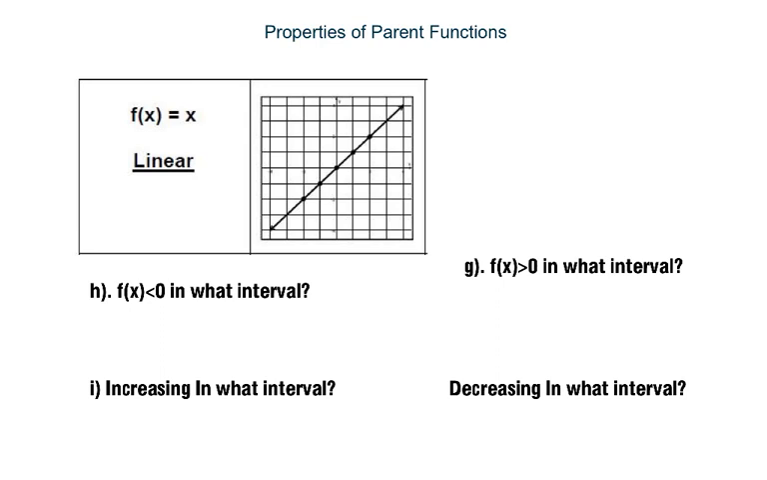Let's look at the first one. It's the linear function. f(x) equals x. That's the linear parent function. So we try to figure out in what interval f(x) is less than 0. Less than 0 means below the x-axis.